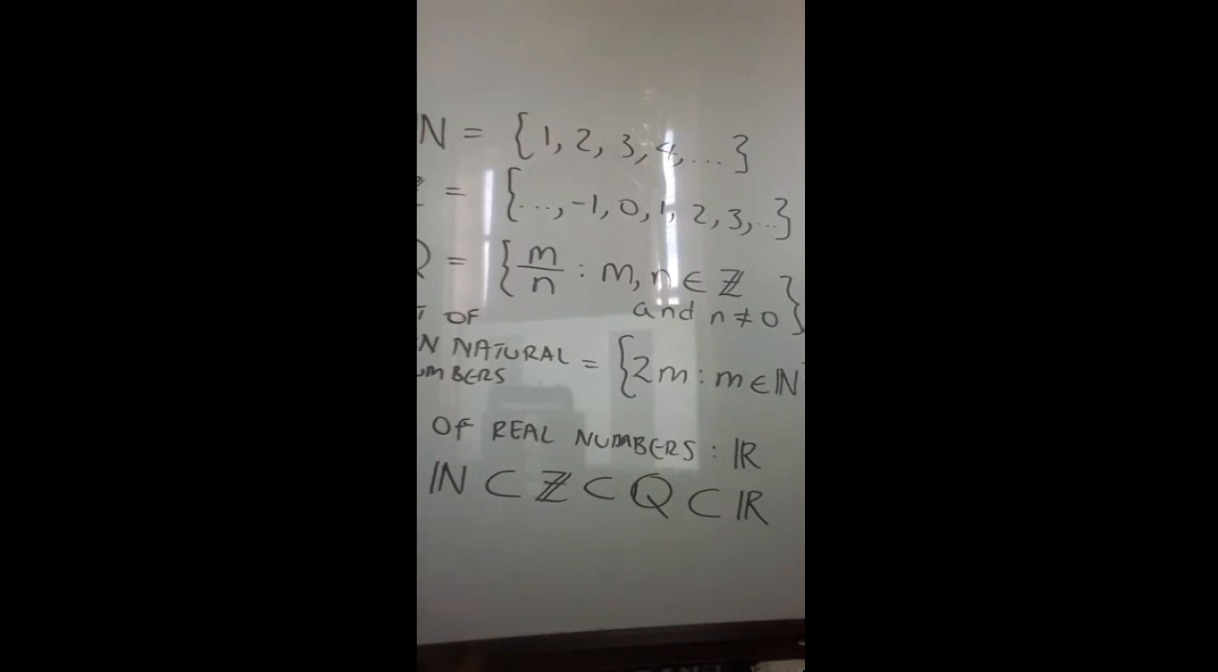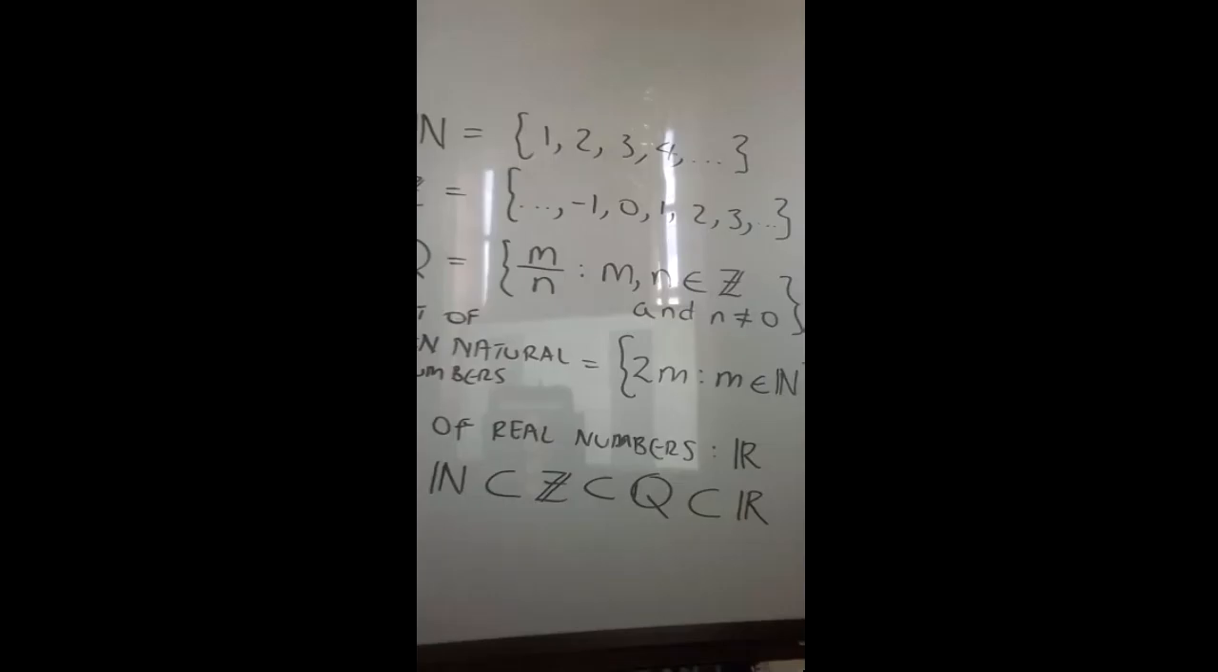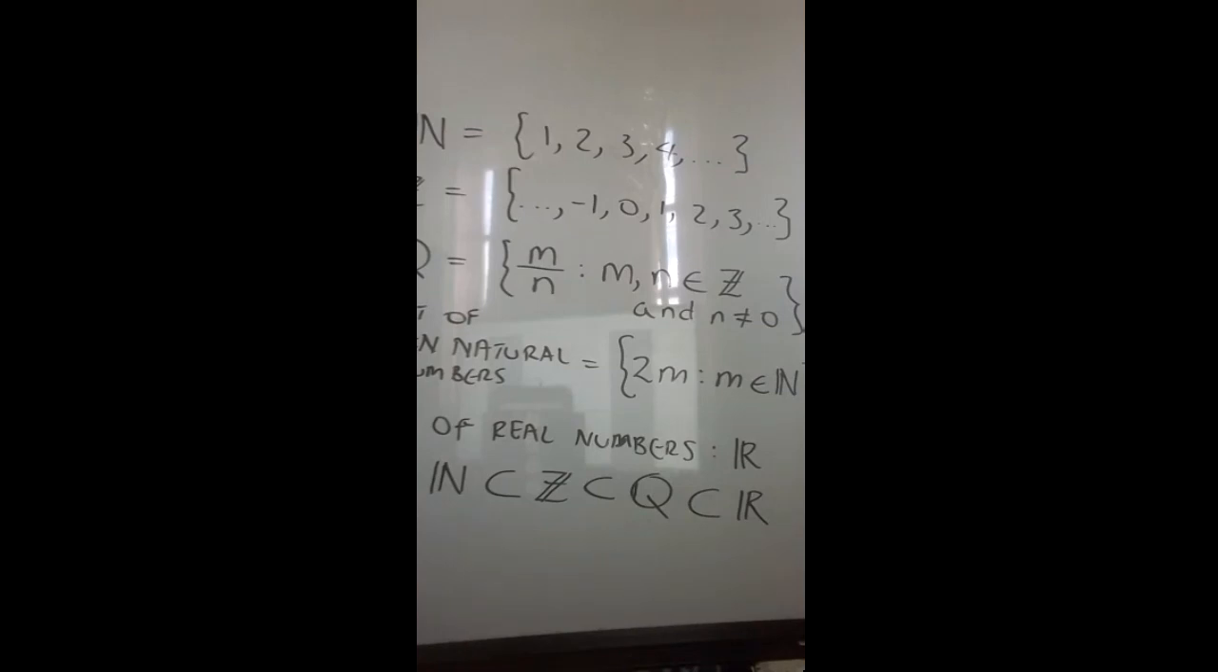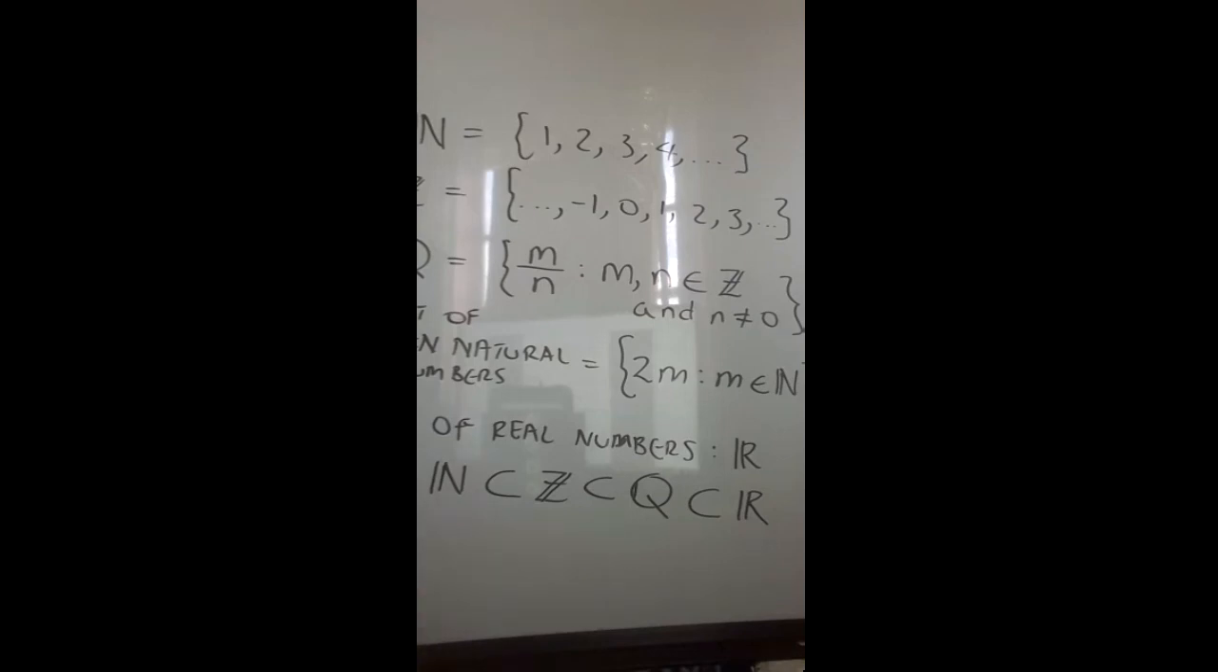Now, here's my question. Are these proper subsets or are they just regular subsets? Sir, I think they're proper subsets. Why do you think they're proper? Because I don't think that all of the elements would be included in all sets.